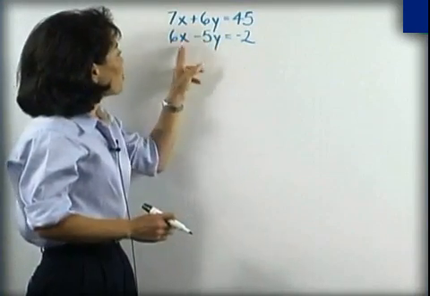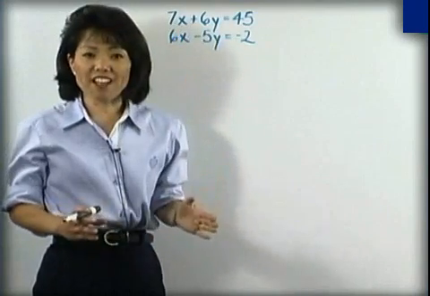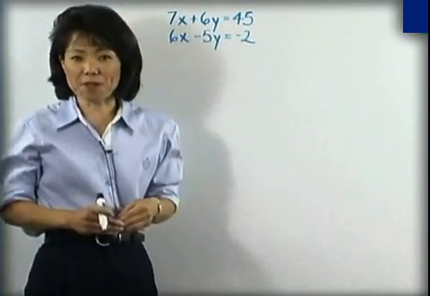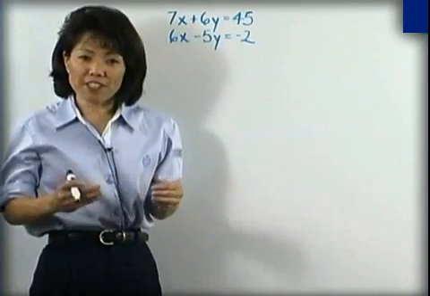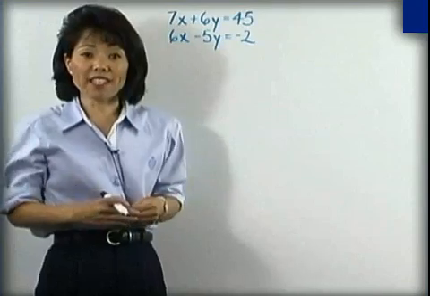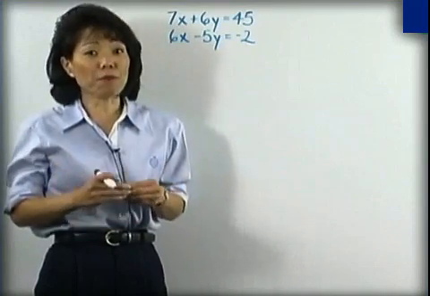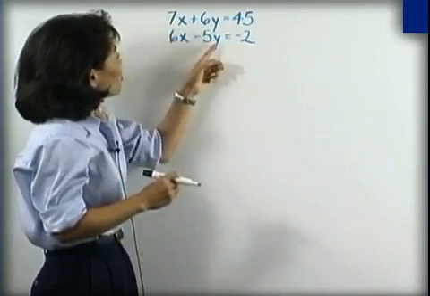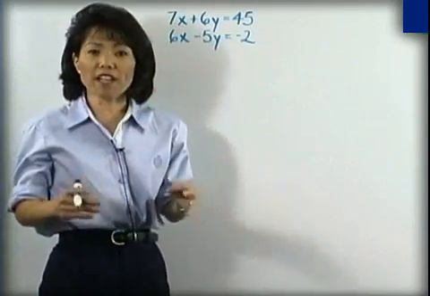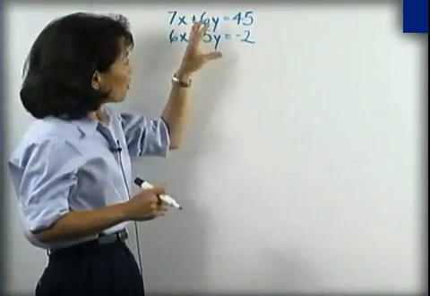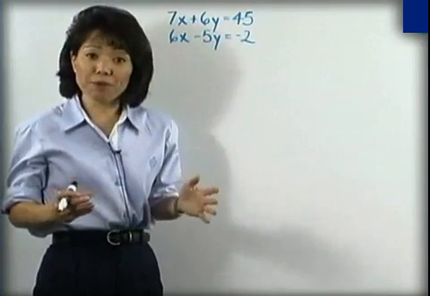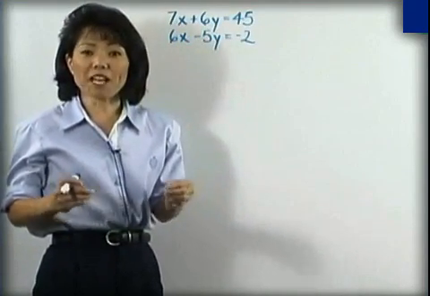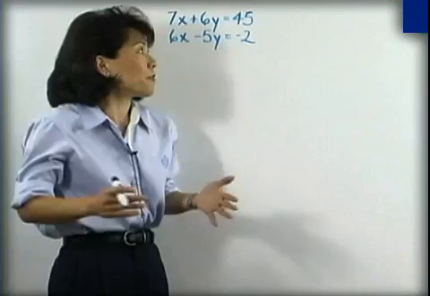Since none of the variables are alone or by itself, I'm not going to choose a method called substitution. I'm going to choose the addition method. But even the addition method poses a bit of a problem here, because I can't multiply either of the equations by a single number and get the equations to add together and drop out a variable. So I'm going to have to multiply both the equations by a number.